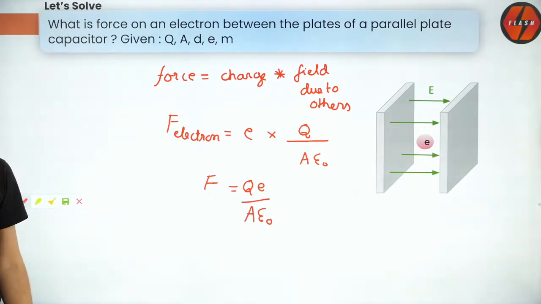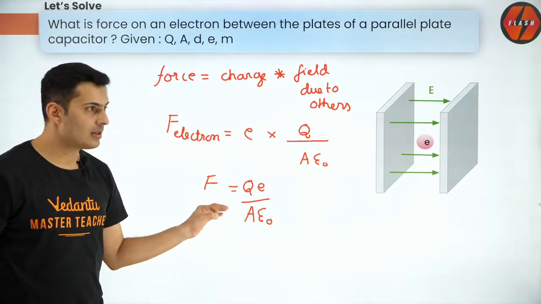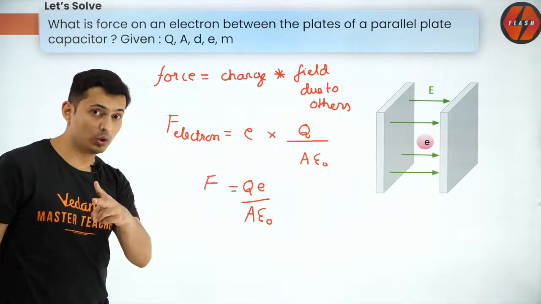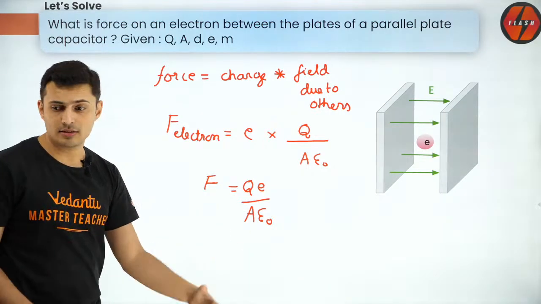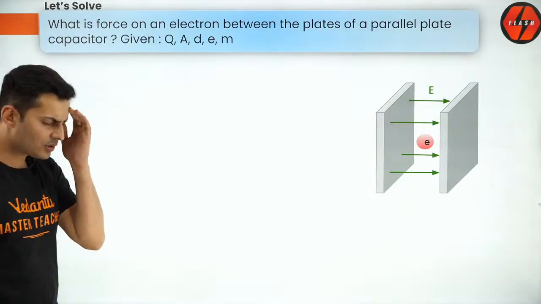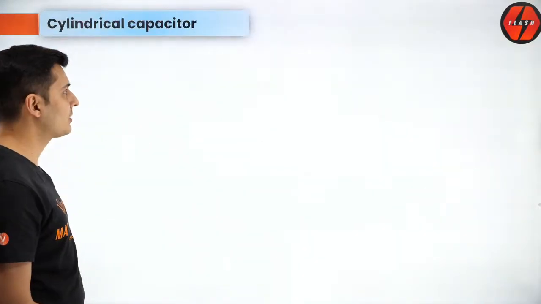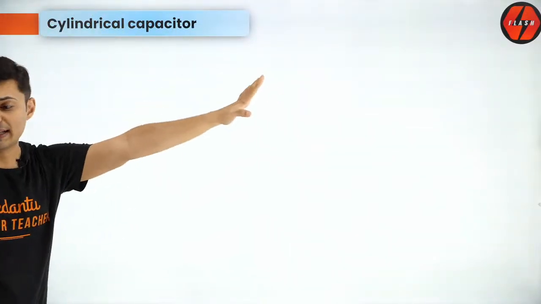Very important. I hope this is clear, guys. Okay? The previous question, that 2 factor was there. Here that 2 factor is not there. Yes. What a question, guys. Such beautiful questions. Next question. Before that, I need to tell you the next part of the theory. Cylindrical capacitor. Come on, guys.